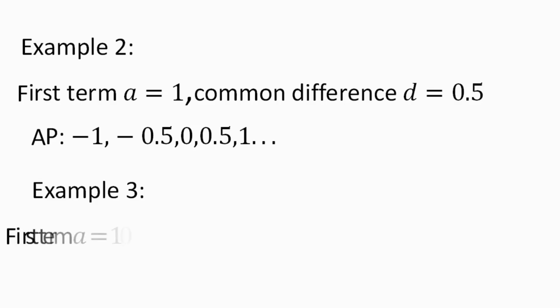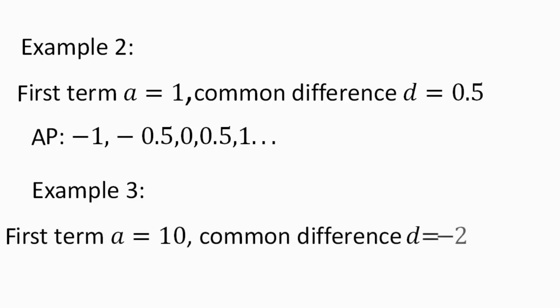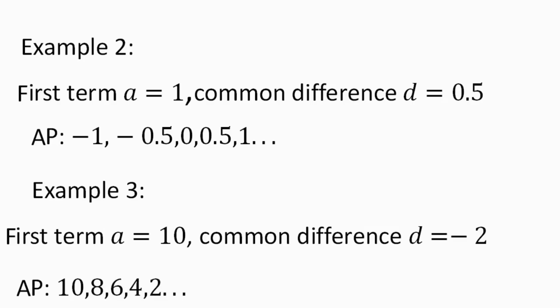Let us see example 3. Here the first term is 10 and the common difference is minus 2. So the second term is obtained by adding the common difference to the first term. That is 10 plus minus 2, that is equal to 10 minus 2, that is 8. The third term is obtained by adding the first term and 2 times the common difference. That is 10 plus 2 times minus 2, that is equal to 10 minus 4, that is equal to 6. Similarly, the rest of the terms are calculated.